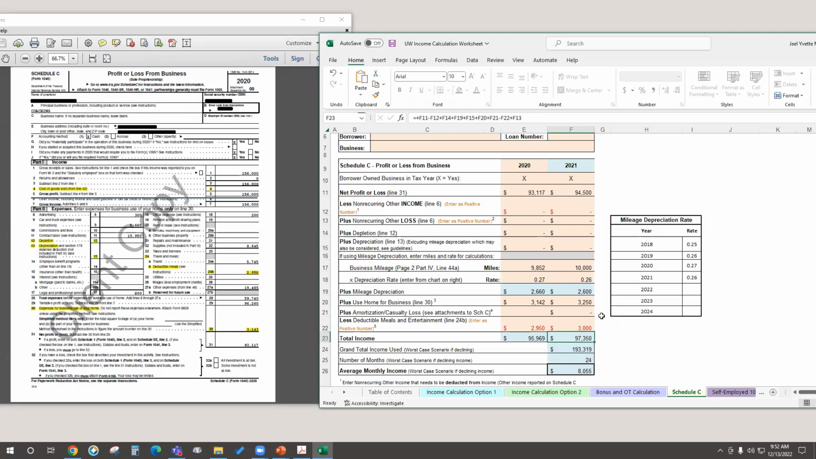Anybody have any questions with regards to Schedule C income?